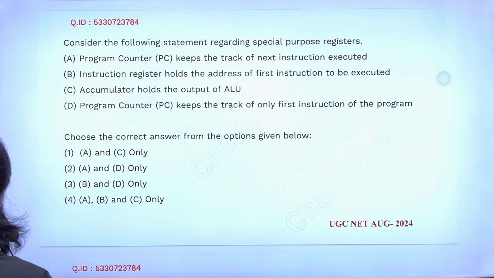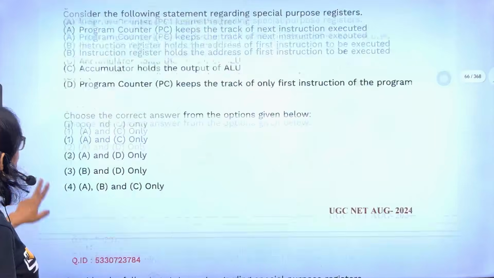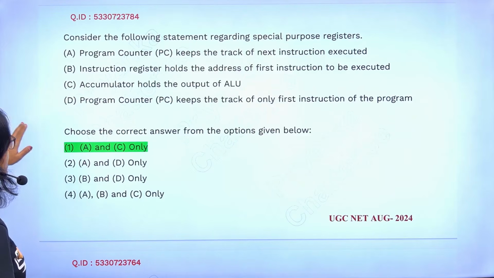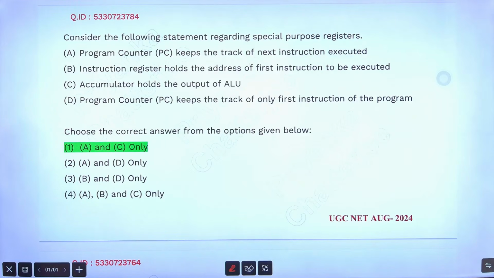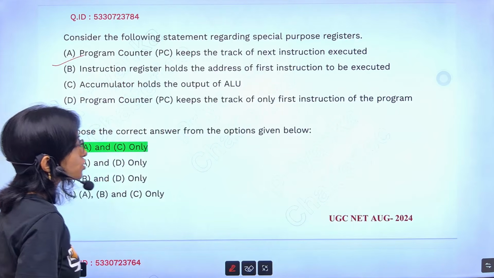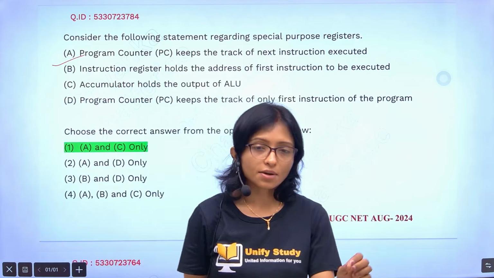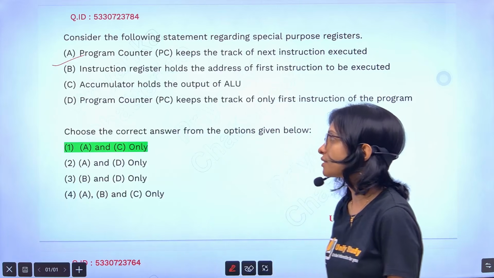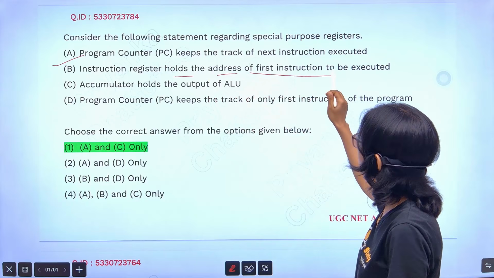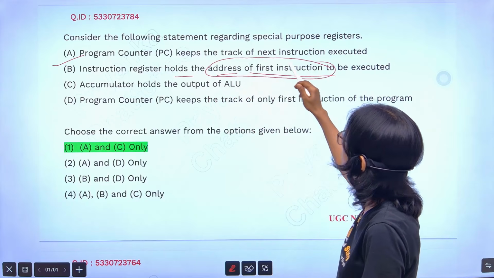50% correct answer. Here you are making one mistake. Program counter keeps track of the next instruction to be executed. This is correct because the program counter is holding the address of the next instruction. That means it is keeping track of that. That is correct.